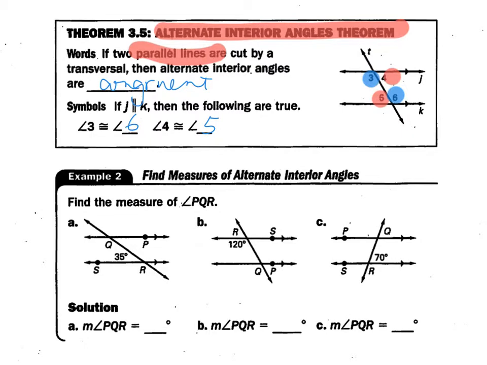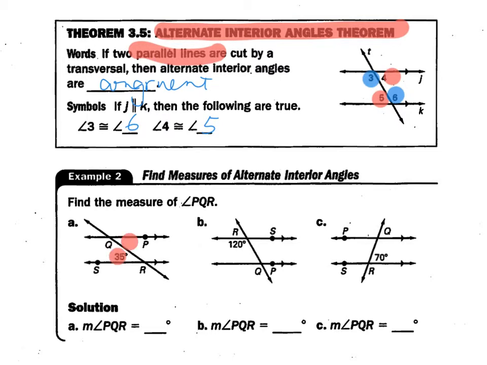Also, just as a side note, remember that 3 and 4 together, the sum of angle 3 and angle 4, forms a supplementary angle. The sum of 5 and 6 forms a supplementary angle. Okay? And here's an example. We have to find the measure of PQR. So PQR is this angle here.